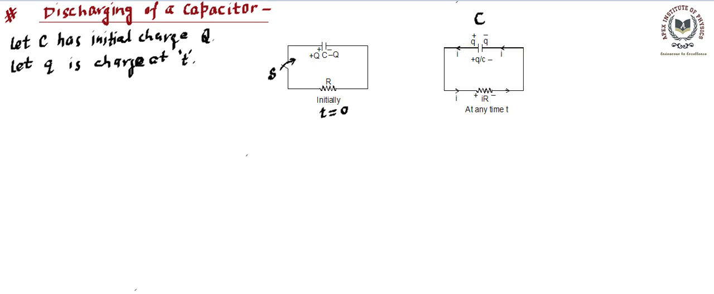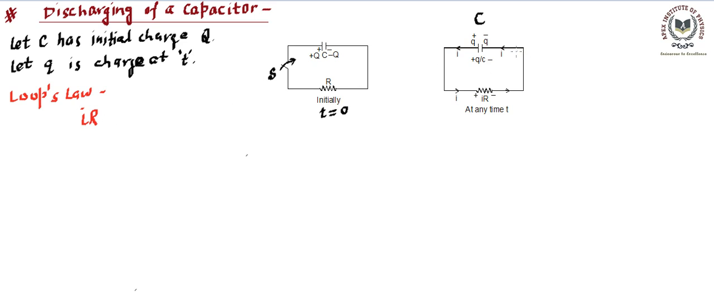So let's write the loop equation for this circuit at any time t. By now you should be able to write the loop equation properly. Let's say we start from this junction corner point, moving in the direction of current and coming back to this point. When we start moving, we encounter the resistance, which has a potential drop of IR.